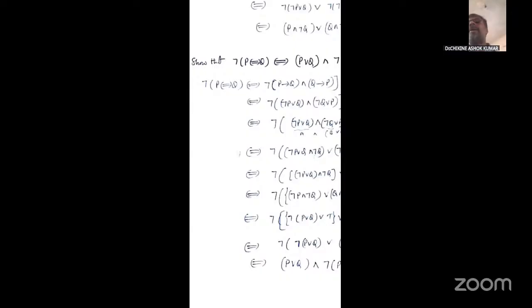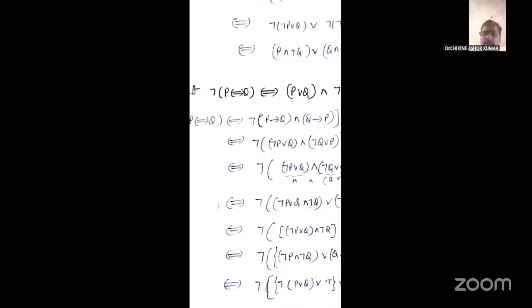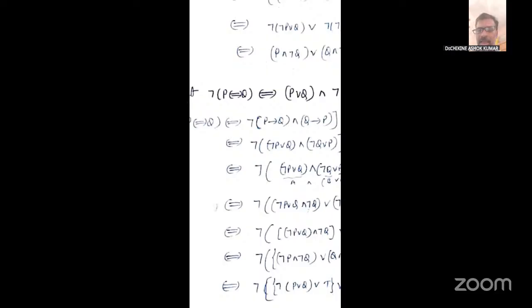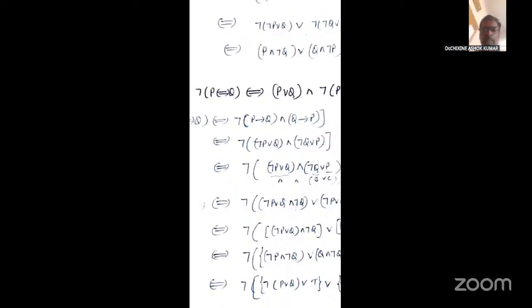What is P double implies Q? The biconditional formula. Just now we used it in the previous case. P double implies Q is P implies Q intersection Q implies P. This is the double implies in terms of intersection and the conditional principle. So I am writing the same step here. Negation of P double implies Q can be written as P implies Q intersection Q implies P.